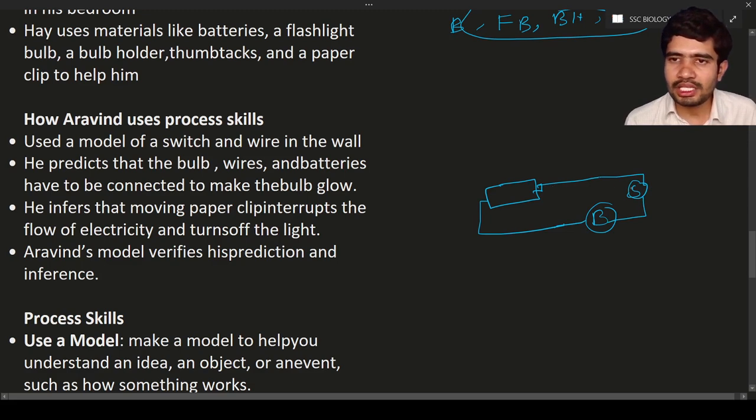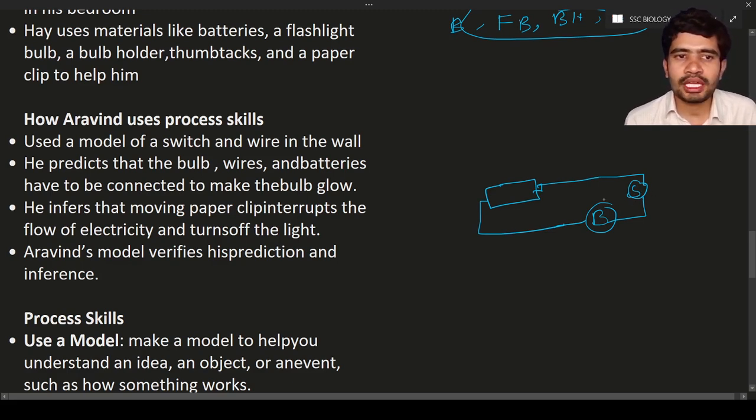So first he will switch on, and also he is going to use the circuit model which is present in the wall of his bedroom. He is going to use these processing skills. So when the switch is on, whether the bulb is glowing or not. So based upon this small activity he is going to use his processing skills.